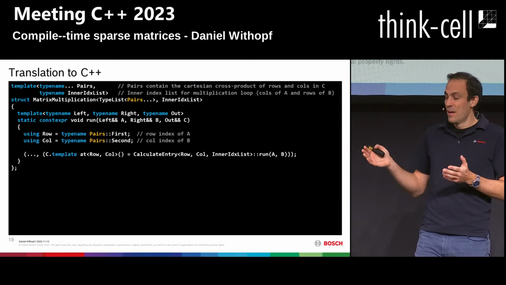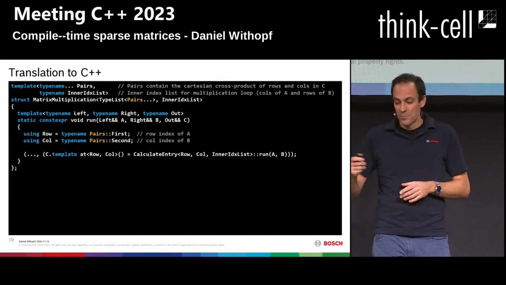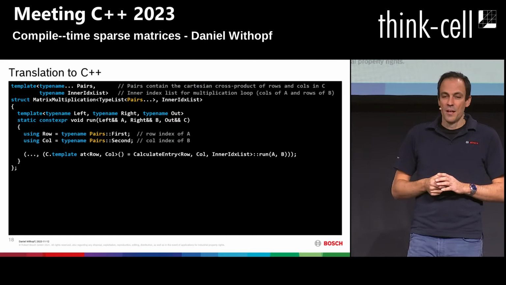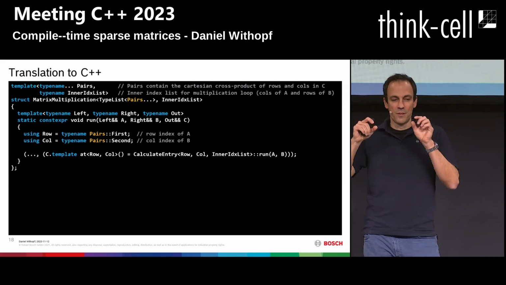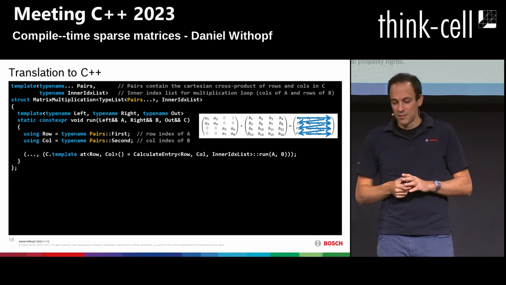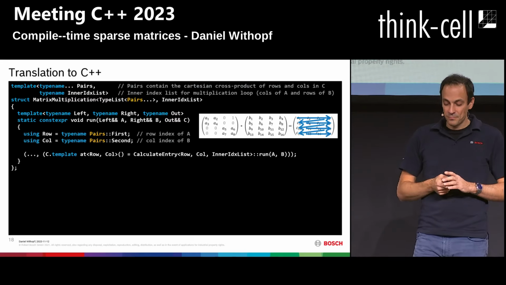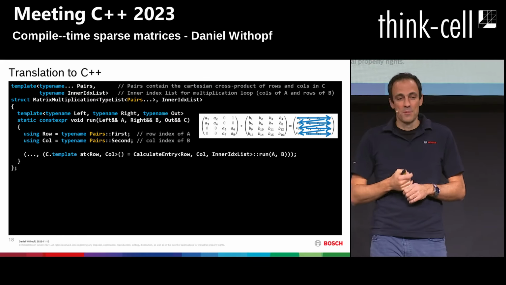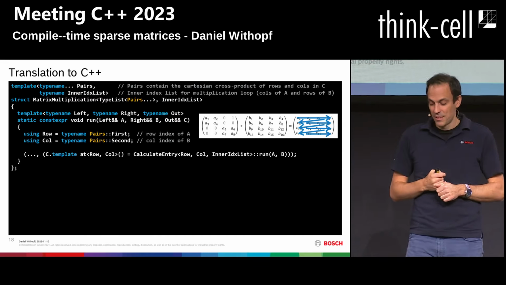So this is basically a matrix multiplication helper. The most important thing is that we get a variadic type list of pairs, and these pairs are sort of all of the cross product of rows and columns in our matrix. So this describes the iteration over the resulting matrix. This is what's given by the pairs. And the iteration is done, as I said, with a compile time loop, fold expressions with C++17.